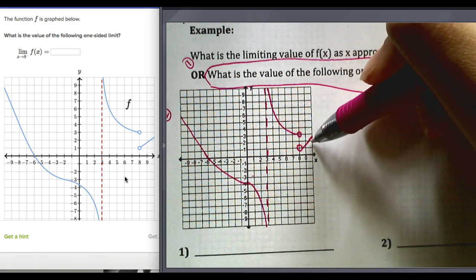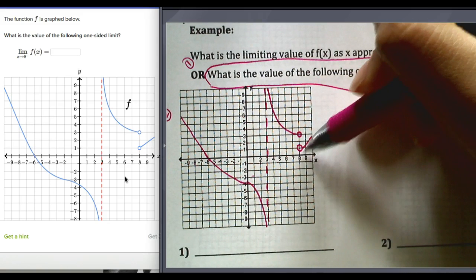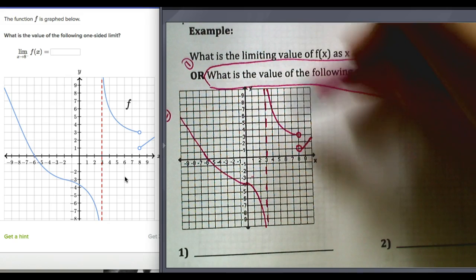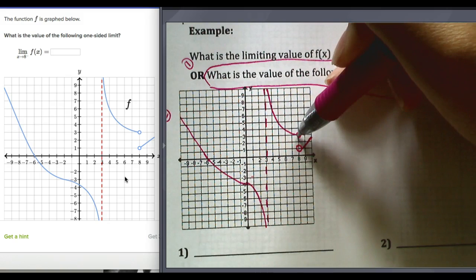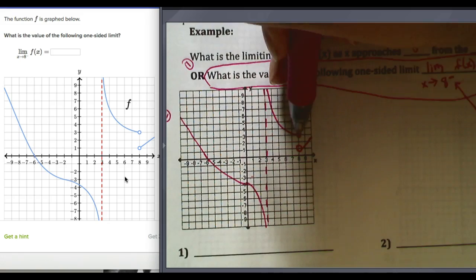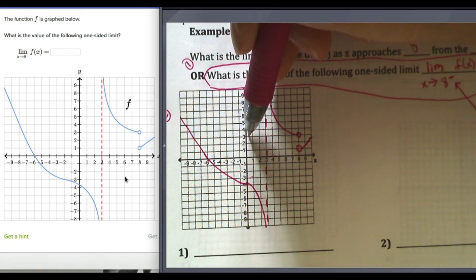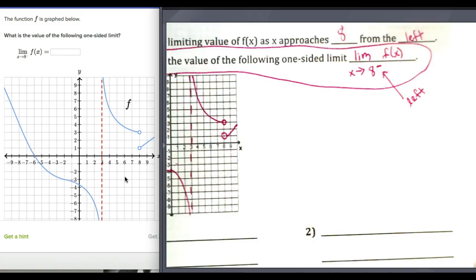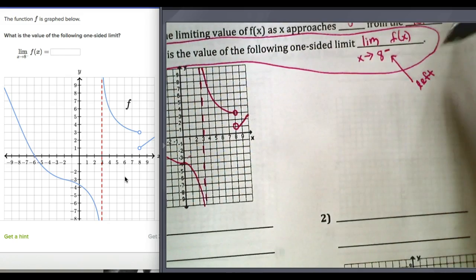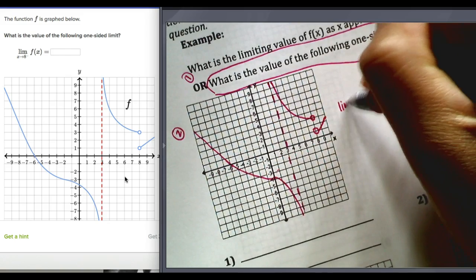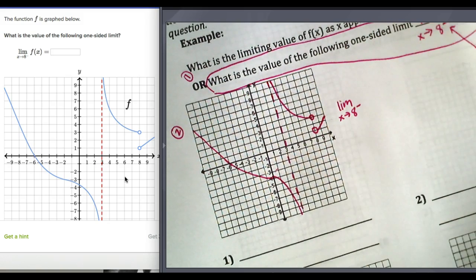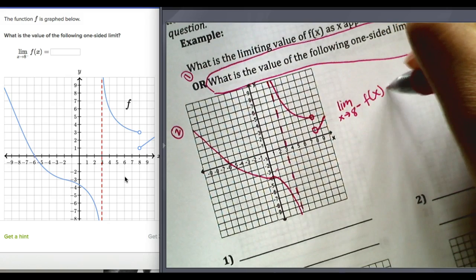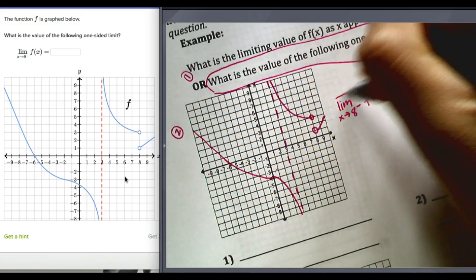If we were looking at x approaching 8 from the right, we would be looking at this line right here, this value. But we're looking at x equals 8 from the left. So this is from the left. And as x gets closer and closer to 8, it gets closer and closer to the y value, which is 3. So we're going to say the limit as x approaches 8 from the left of f of x equals 3.